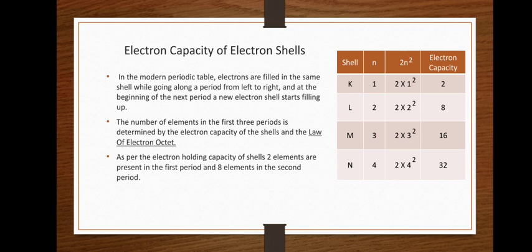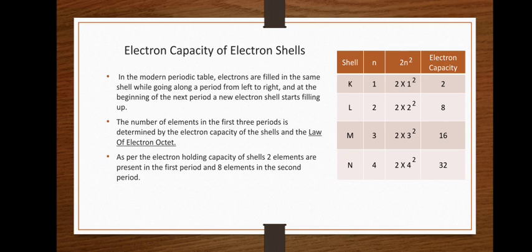It will be with the formula 2n². Correct? So the number of shell 1, 2, 3, 4. So it will be 2 into 1 raised to 2. So electron capacity is 2 for the first shell, that is K. That is why the first period will have 2 electrons. Then L, it will be 2 into 2 raised to 2. So that will give you 2 into 4, that is 8. So that is why in second period we have again 8 elements.